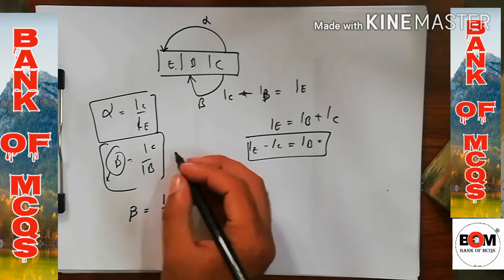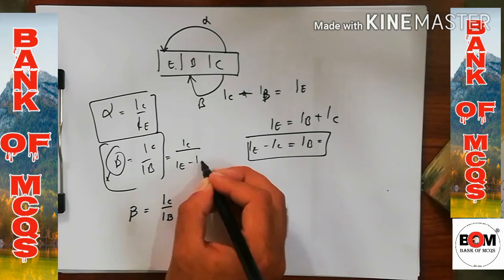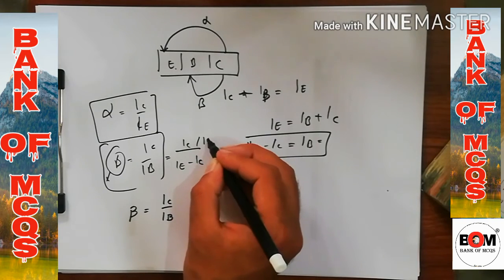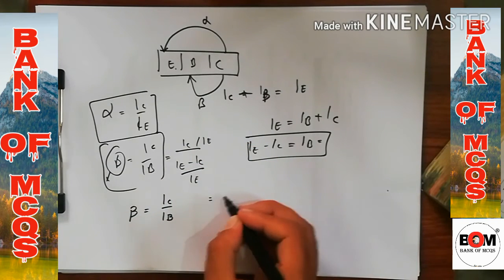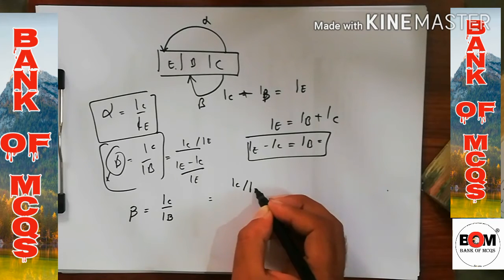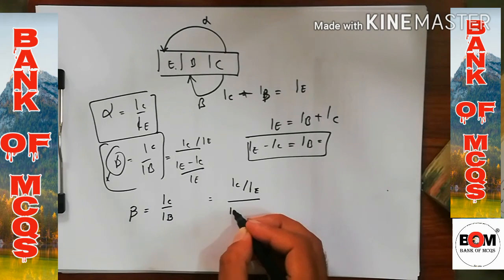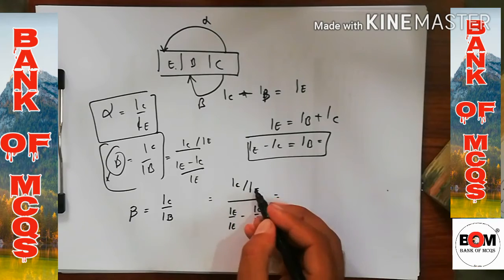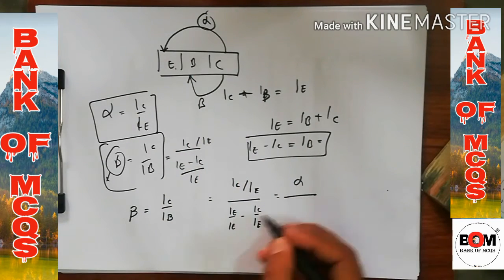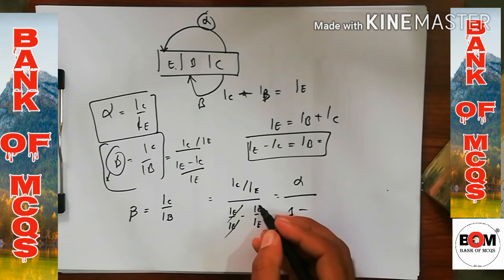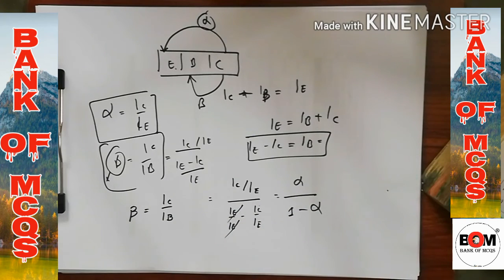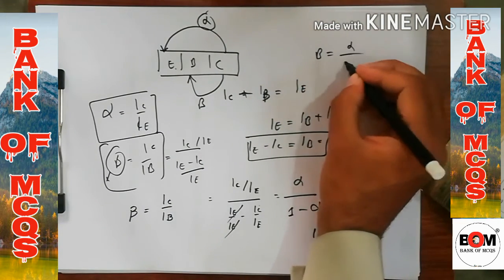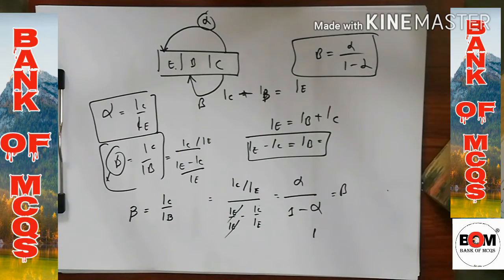Putting this in, we will get beta equal to IC divided by IE minus IC. Dividing both numerator and denominator by IE, we get IC divided by IE in the numerator, and in the denominator IE divided by IE minus IC divided by IE. Here IC divided by IE is the alpha factor. And IE cancels IE, so 1 minus IC divided by IE is 1 minus alpha. So beta is equal to alpha divided by 1 minus alpha. This is the relation between beta and alpha.